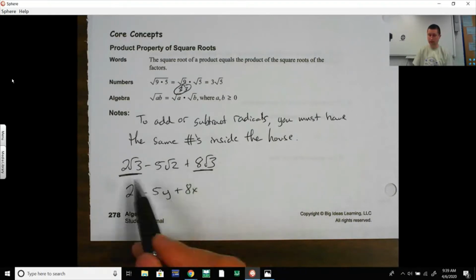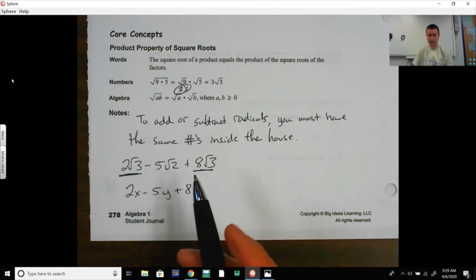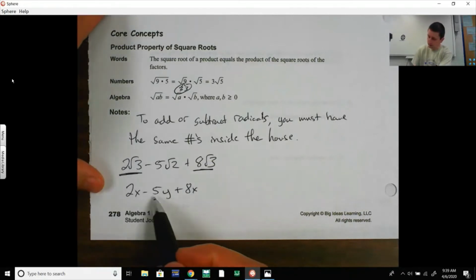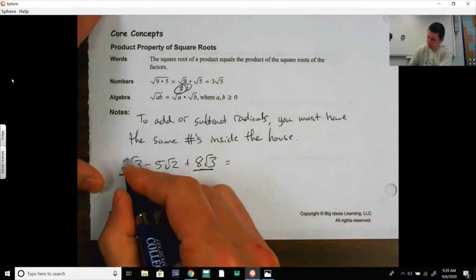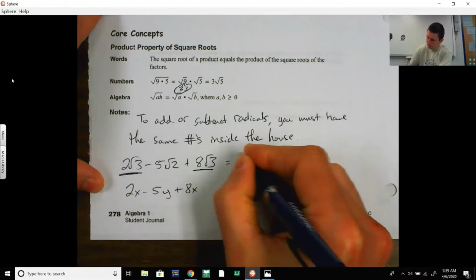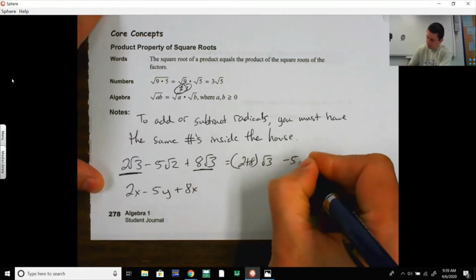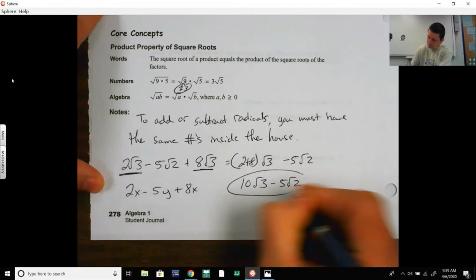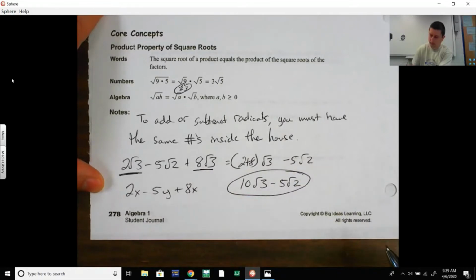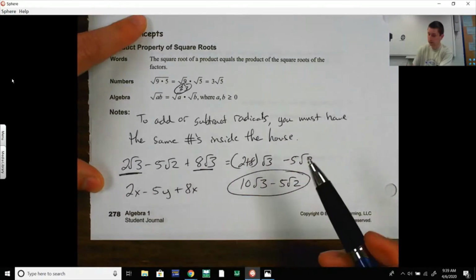Well, the apples you can add together. The oranges you can't. So 2x plus minus 5y plus 8x, it's the same idea. This would be 2 plus 8, and we're going to take that times the square root of 3. And then the minus 5 root 2 just hangs out there. So you get 10 root 3 minus 5 root 2. Okay. Now again, sometimes you have to reduce these.